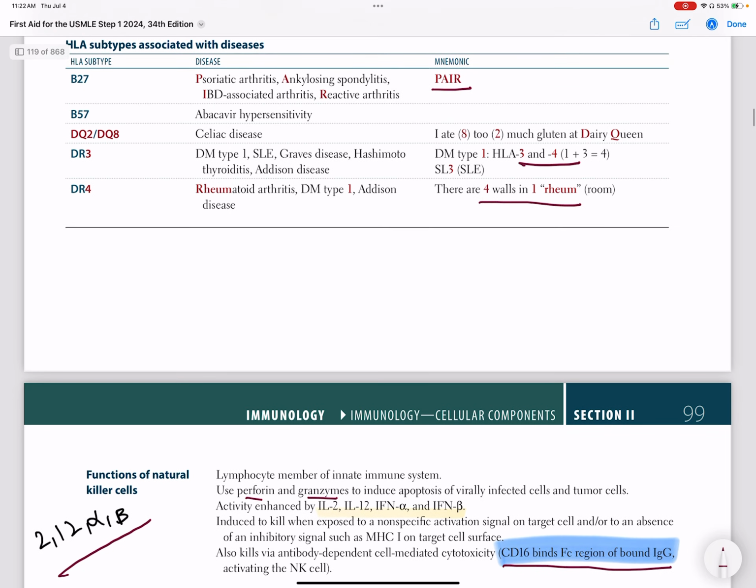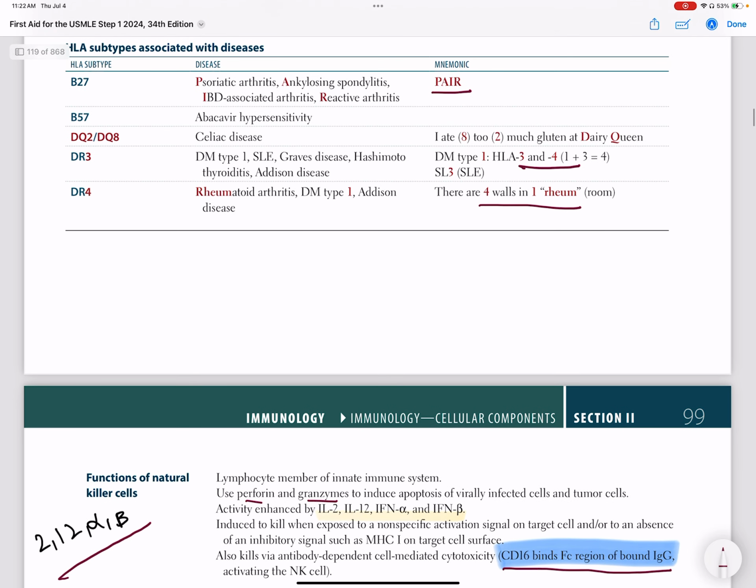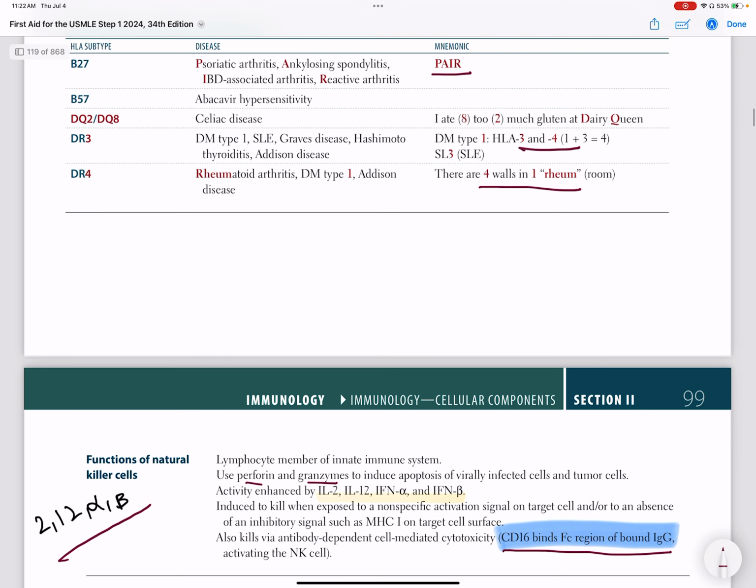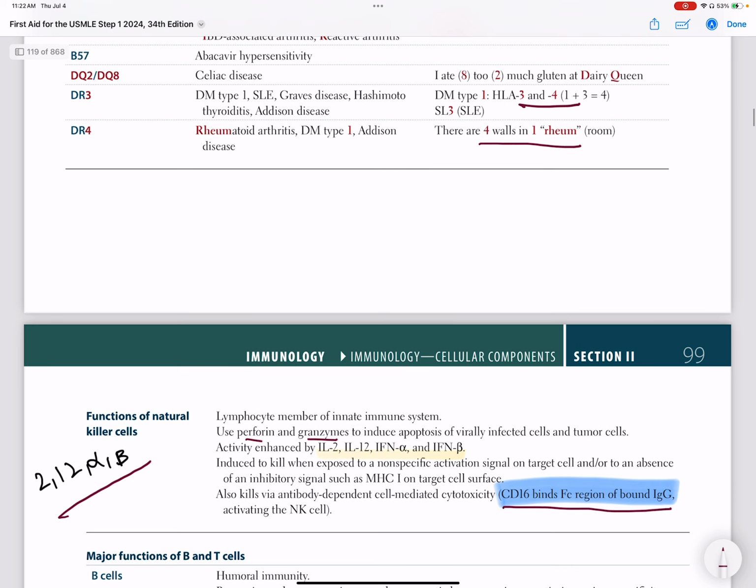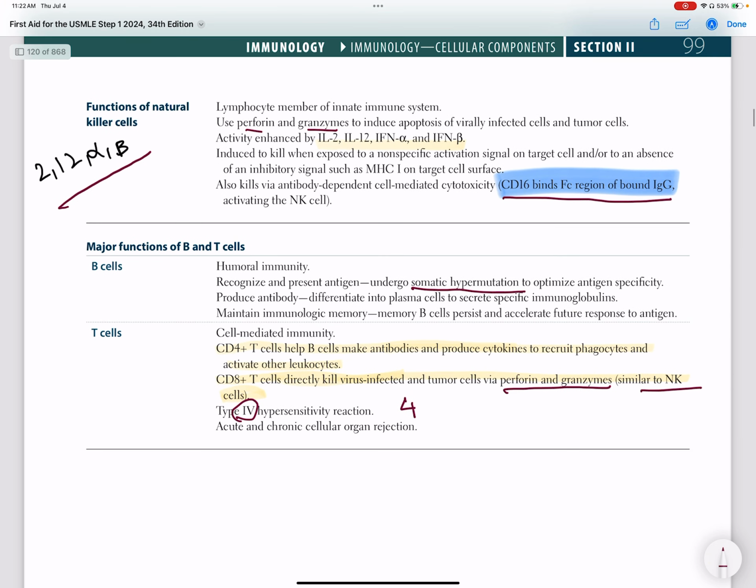Okay, DR4 is rheumatoid arthritis. 4 walls in a room. And then diabetes type 1 and Addison's disease. Okay, then we have the functions of natural killer cells and major functions of the B and T cells.